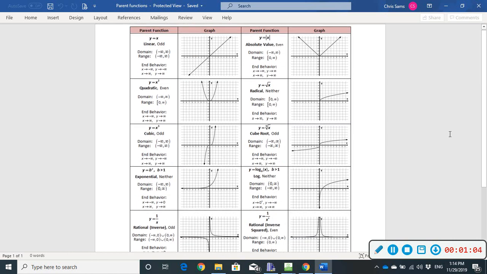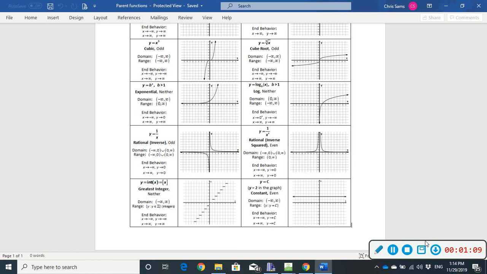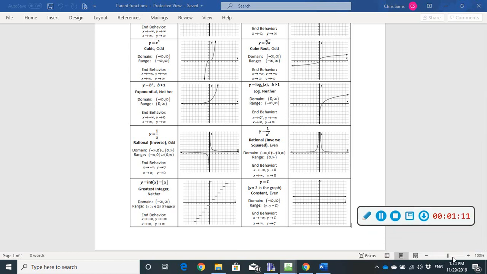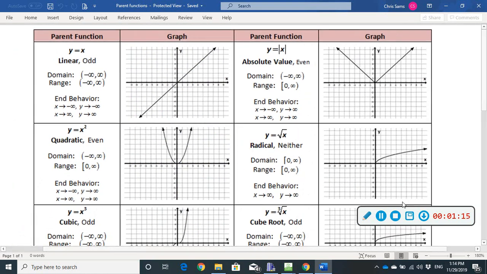No luck there. Let me see. Yeah, here we go. That's a little bit too big. It's okay. So this is a little bit better.